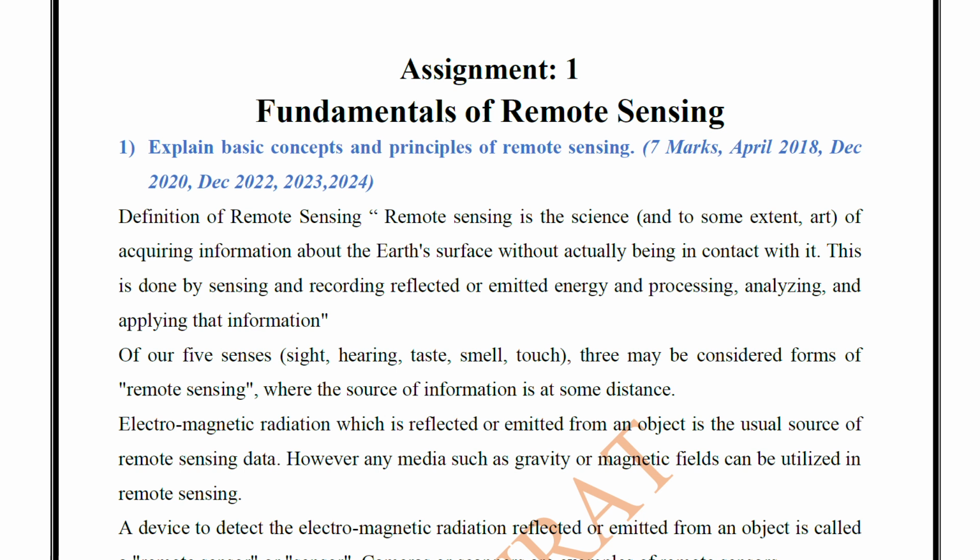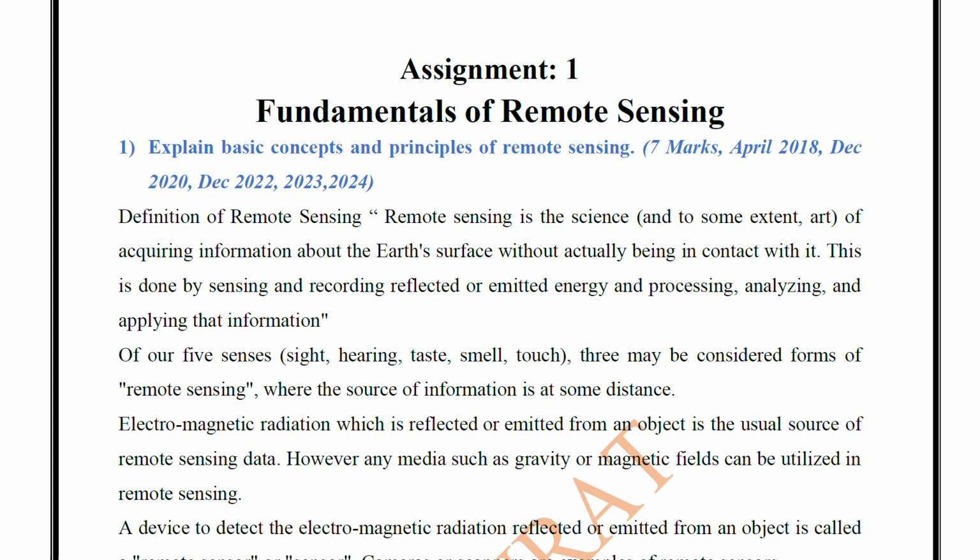Now, what is remote sensing? Remote sensing is a science of acquiring information about the Earth's surface without actually being in contact with it. This is done by sensing and recording reflected or emitted energies and processing, analyzing, and applying the information.